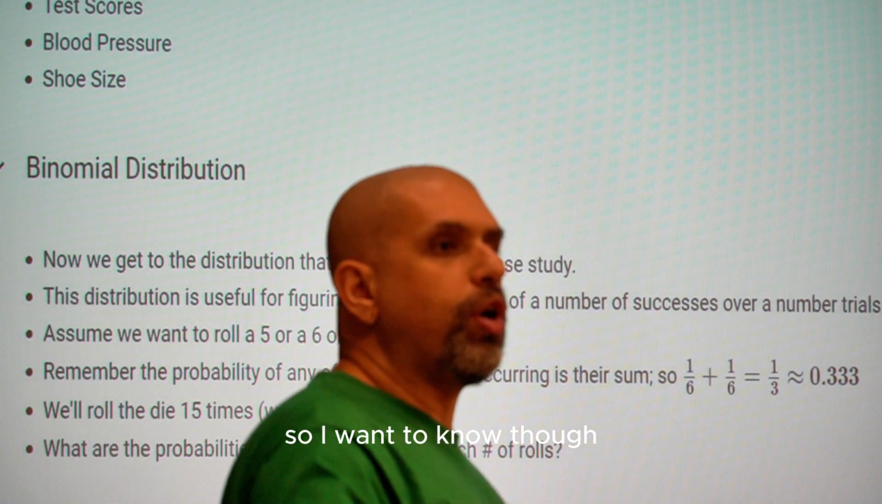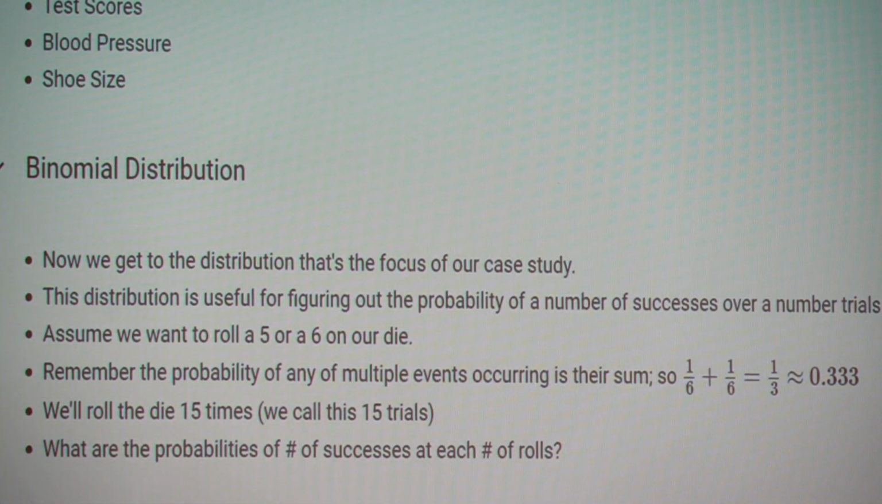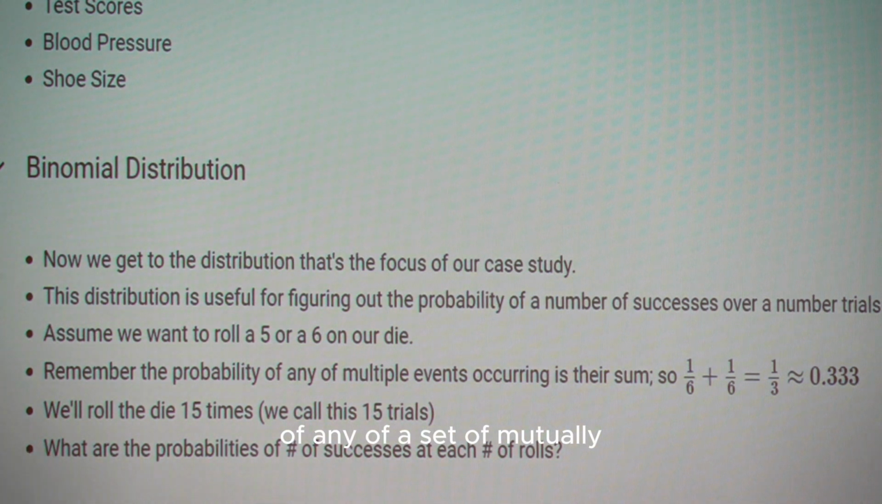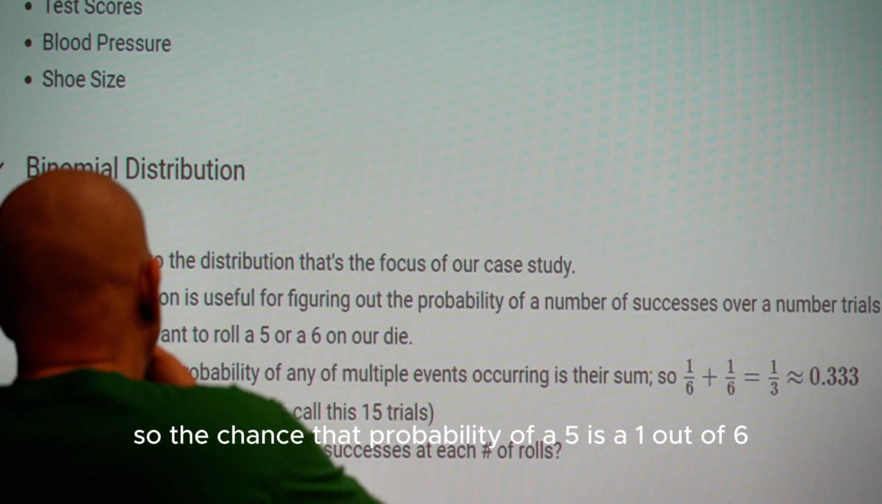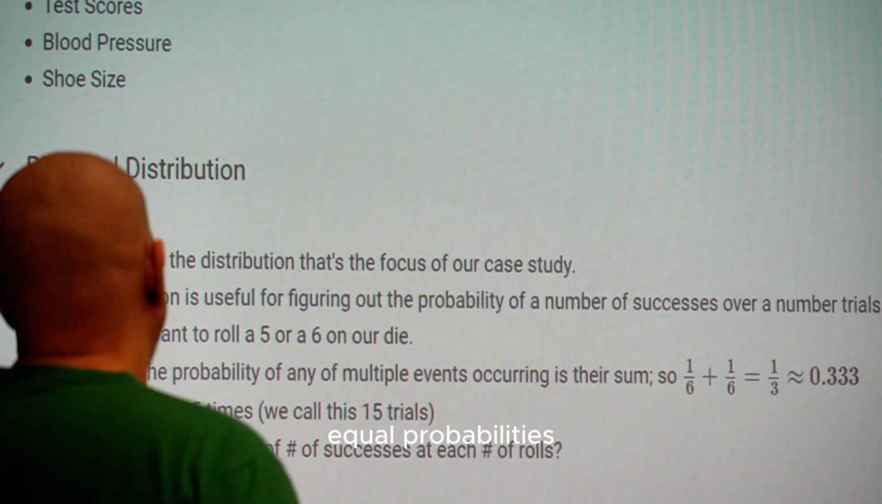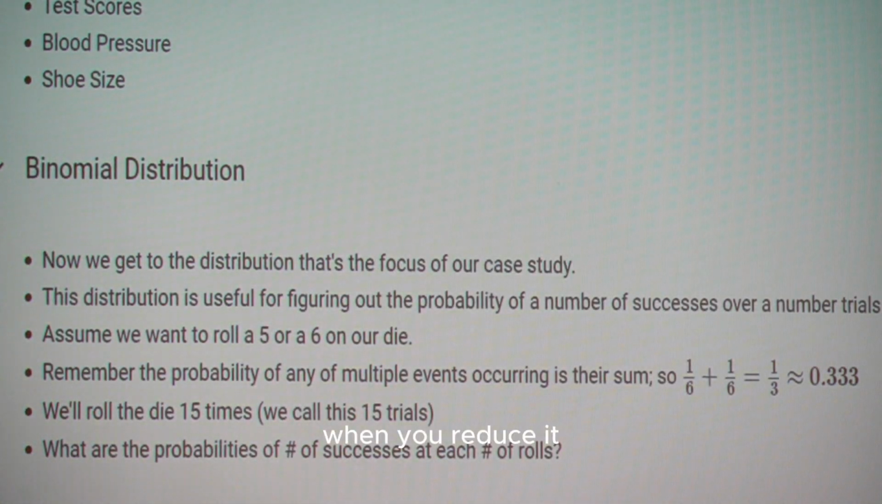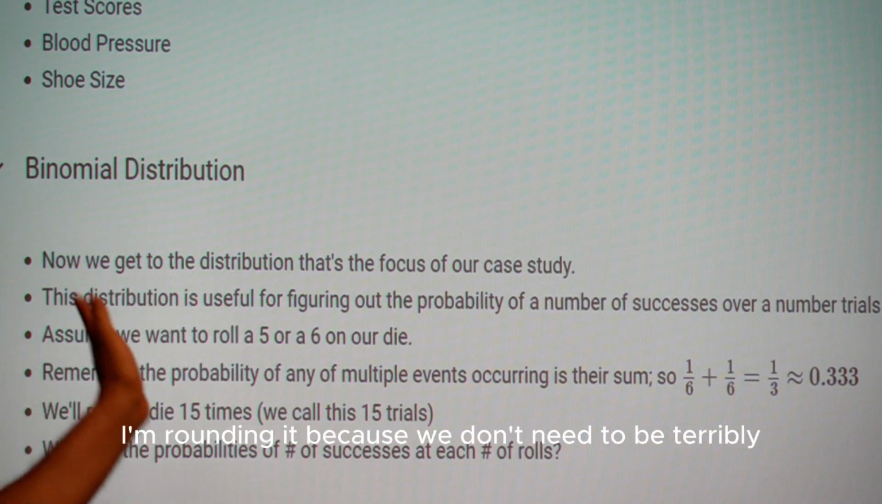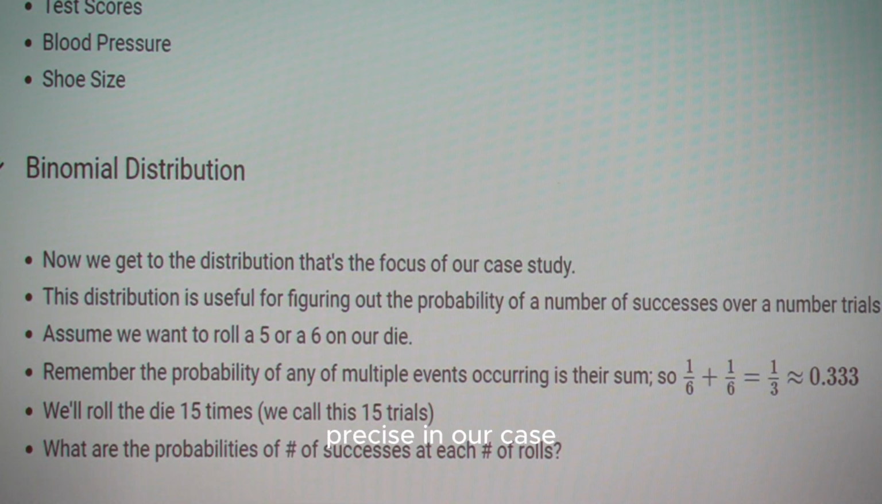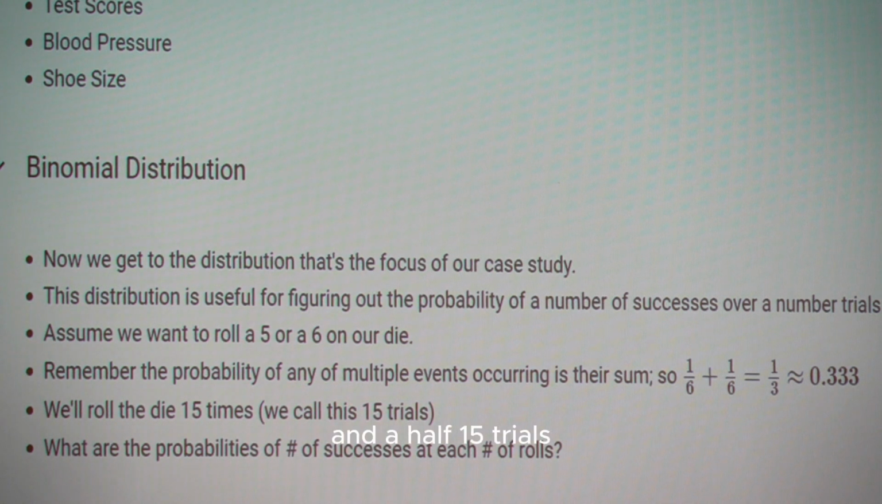But I want to know if we're going to have a 5 or a 6. You remember from previously, if I want to know the probability of any of a set of mutually exclusive events happening, I add their probabilities. The probability of a 5 is 1 out of 6. The probability of a 6 is 1 out of 6. Uniform distribution, equal probabilities. So I just add up: 1/6 plus 1/6 equals 1/3 when you reduce it, roughly 0.333. I'm rounding it because we don't need to be terribly precise. So I have a probability of success of about 0.333, and I have 15 trials.